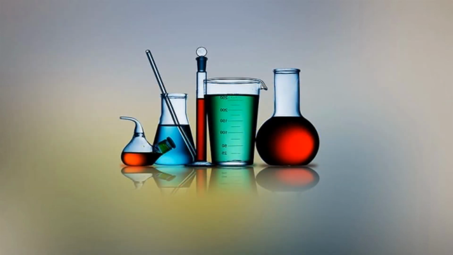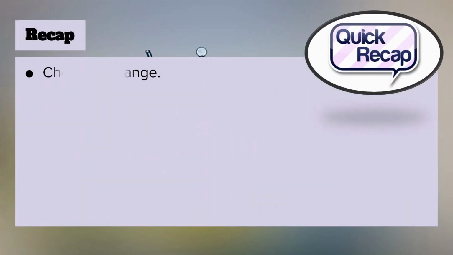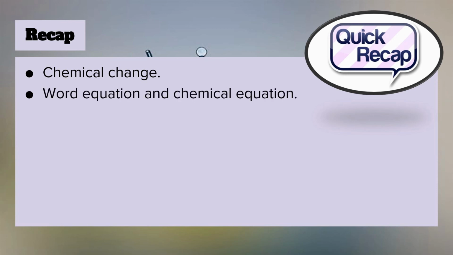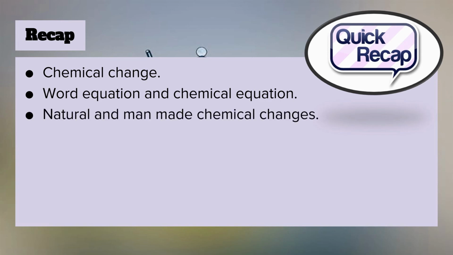Children, we are at the end of this session. Let us have a quick recap. First, we studied about chemical change. We saw the signs that tell us whether a change is chemical or not, that is change in temperature, release of light, change in color and smell. Then we learned about how to write chemical equations in word and chemical equation form. Then we studied about natural and man-made chemical changes that happen around us all the time.